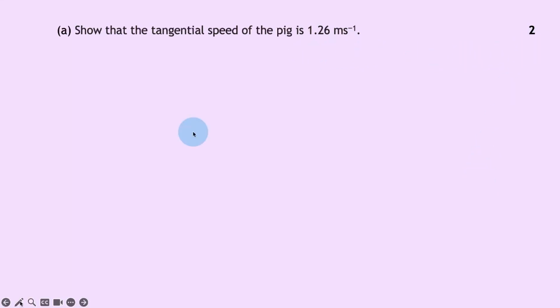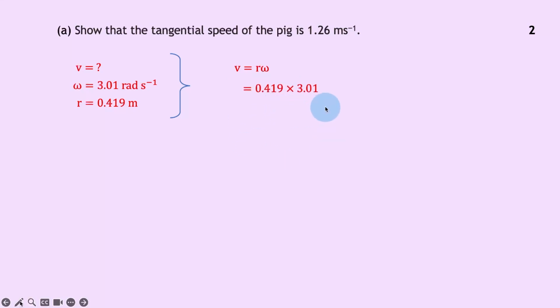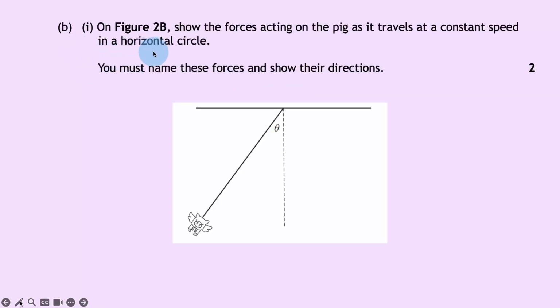Well, writing down what we know from the question, we're trying to find the linear or tangential speed v. We're told that the angular velocity omega is 3.01 radians per second, and the radius r is 0.419 metres. So writing down our equation relating linear velocity, angular velocity and radius, we have v equals r omega. Substituting in the numbers gives 0.419 times 3.01, and putting that into your calculator should give you an answer of 1.26 metres per second.